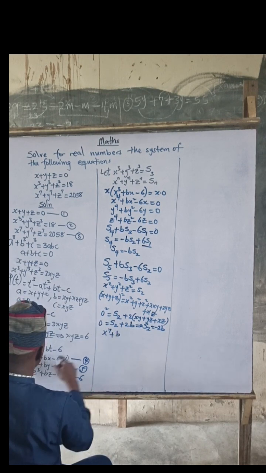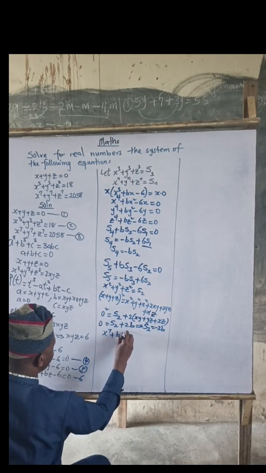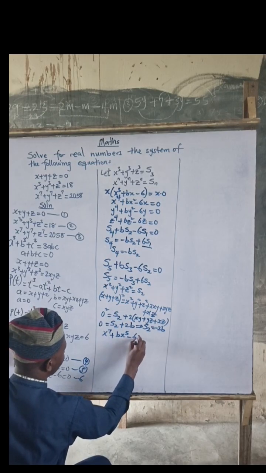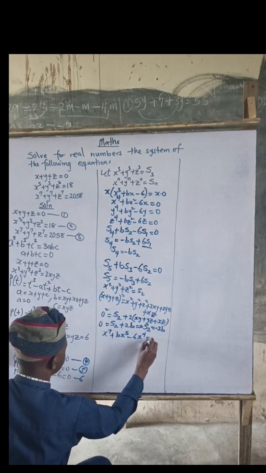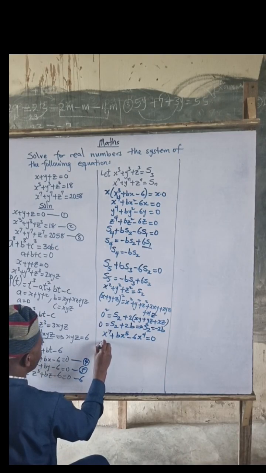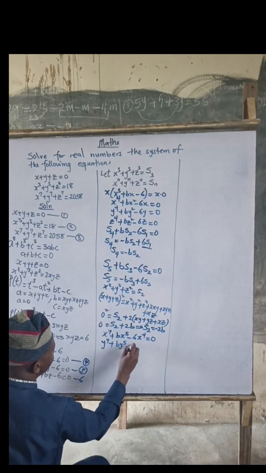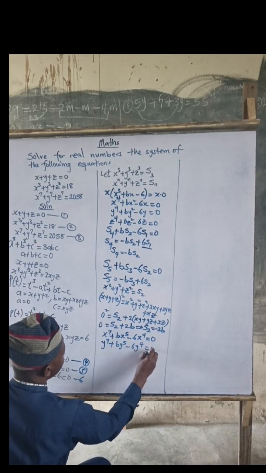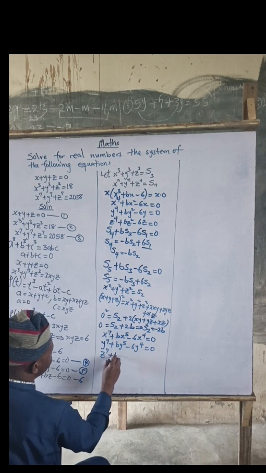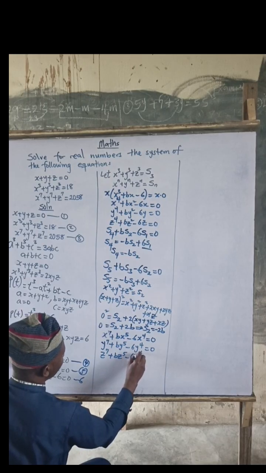Now in this case, multiply this by s to power of 4, we are going to have s to power of 7, so plus b, then this will now be s to power of 5, then minus 6 s to power of 4, then equals 0. Then this one you multiply with y raised to power 4, you have y raised to power 7 plus b y raised to power 5 minus 6 y raised to power 4 equals 0. Then this multiplied by z raised to power 4, you have z raised to power 7 plus b z raised to power 5 minus 6 z raised to power 4 equals 0.